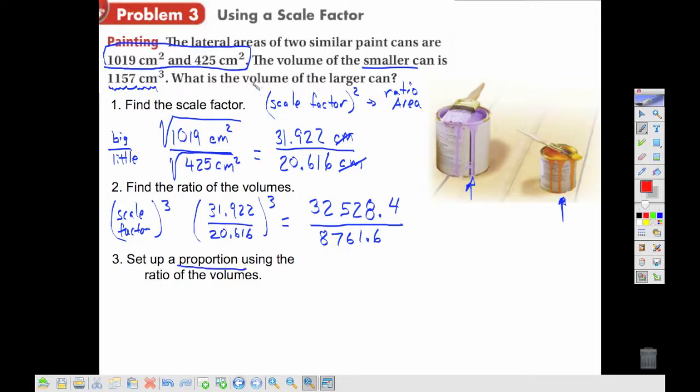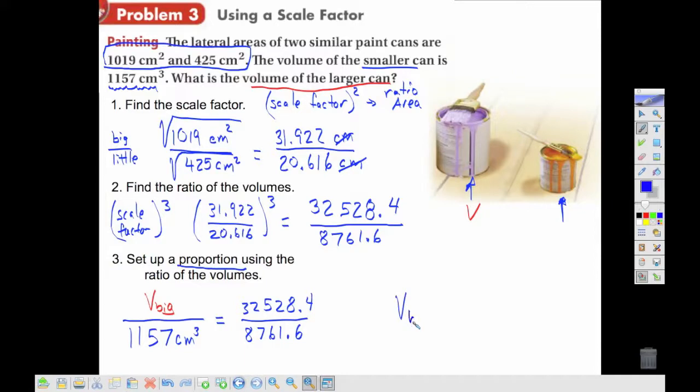Remember what we were asked to find. We were asked to find the volume of the larger can, which would be this volume. So the volume of the big can divided by the volume of the smaller can, which was given to us as 1157 centimeters cubed, is going to be equal to this ratio here. If we cross multiply and divide, we're going to end up with the volume of the big one, about 4,295. I'm rounding to the nearest unit. And then remember that our units for volume here would be centimeters cubed.